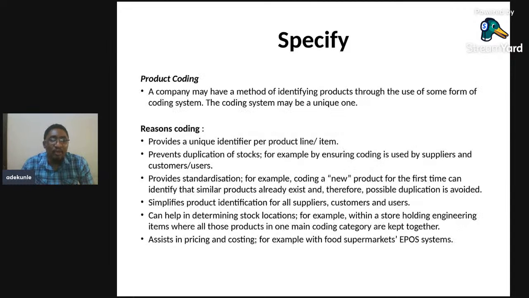So in getting specific, in detailing a product specification, the concept of coding has been adopted in most industries, especially using what they call a barcode. What this is telling me is that you can have a product. For instance, let's look at a product specification like a basic household need, such as Bournvita or Nestle Milo.